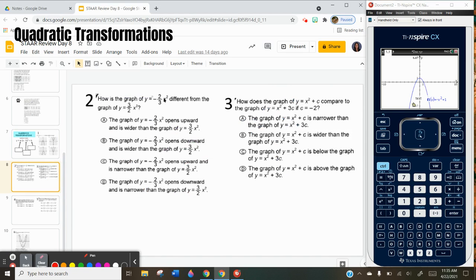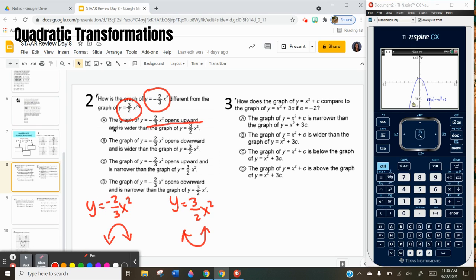Problem number 2. How is the graph y equals negative 2/3 x squared different from the graph y equals 3/2 x squared? So looking at the first one, negative 2/3 x squared, knowing that it has a negative means that my graph is automatically opening upside down. The other graph has a positive 3/2 x squared, which means that that graph should be opening upward. So here, if I go look at it, it says that on A, the graph of negative 2/3 opens up. Negative 2/3 will not open up. So look at B. Negative 2/3 opens downward.